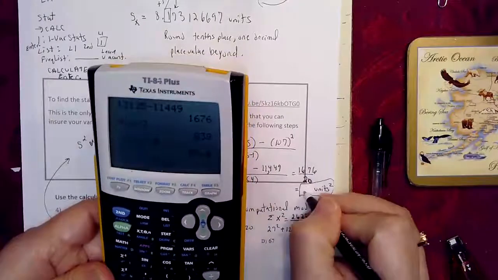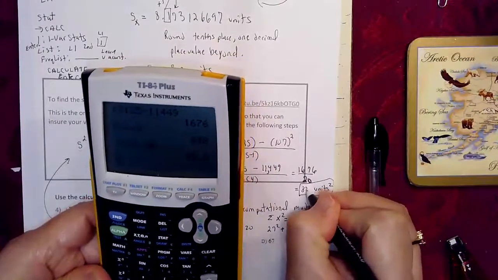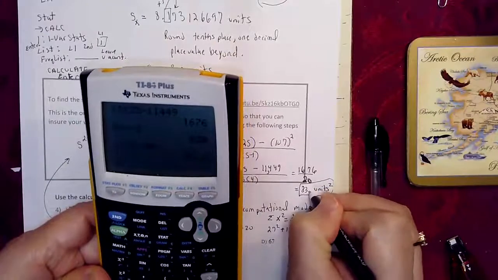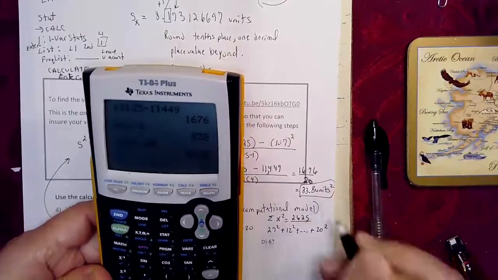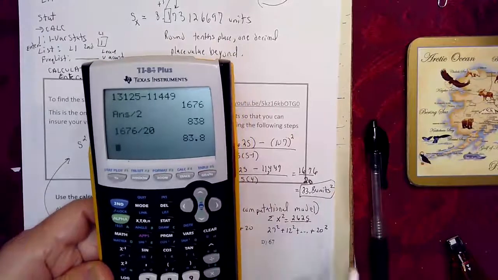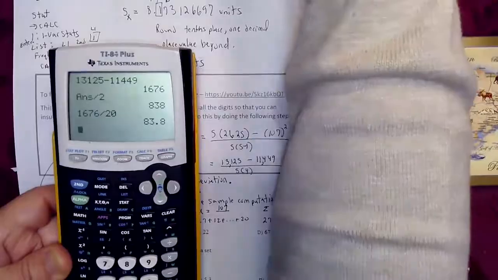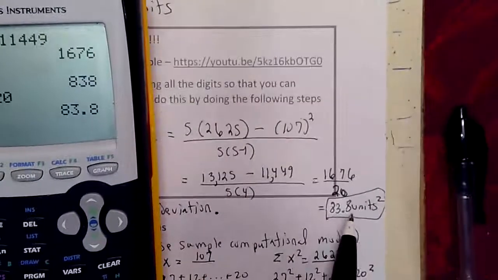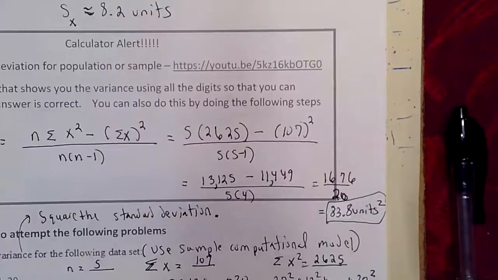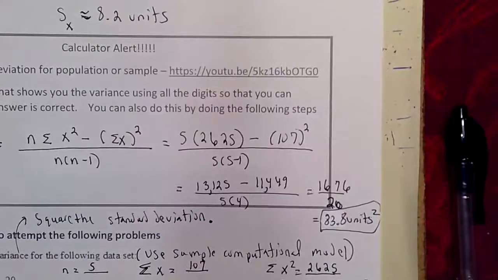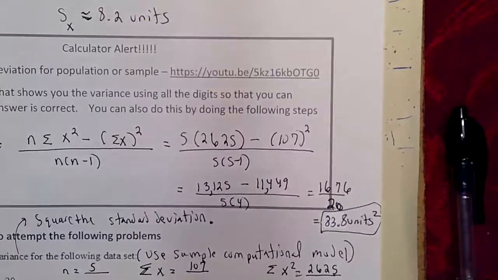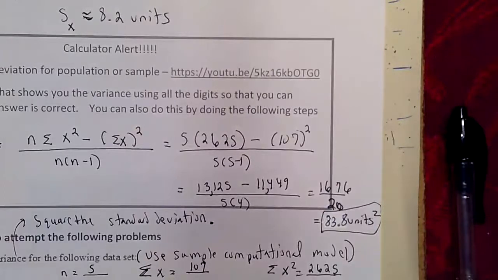So that gives us 83.8. 83.8, and this is units squared. So in the multiple choice, they don't put their units in there. Unit squared. So if they gave you a length, you would put your length in there. Okay. Unit squared for that, for variance.